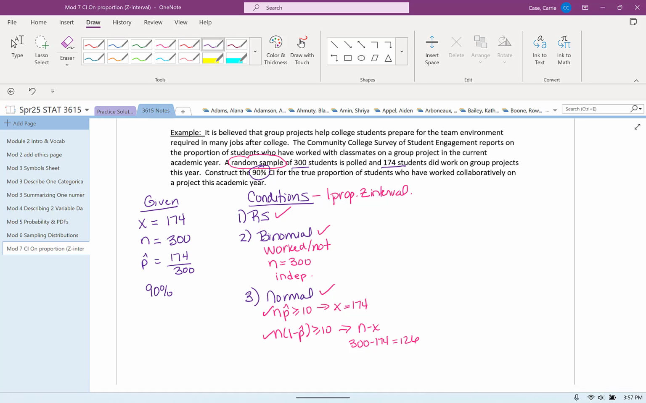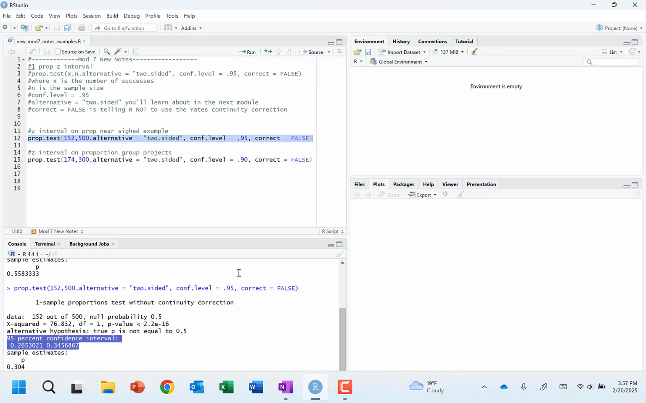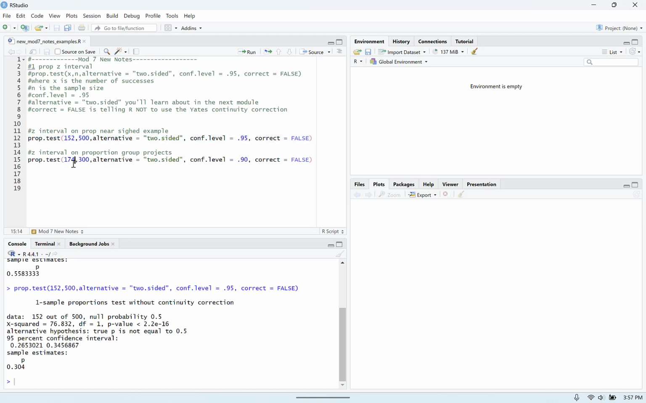All right, so the next thing we're going to do is we're going to calculate the z interval using R. So we're going to go to R and do this now. So let me move to R. I've already got the code written. So we're doing the group project example.